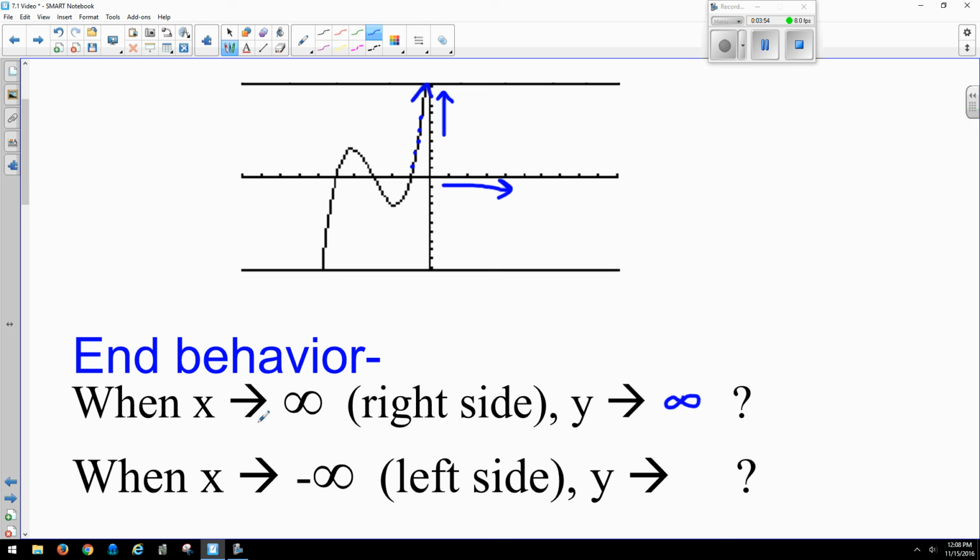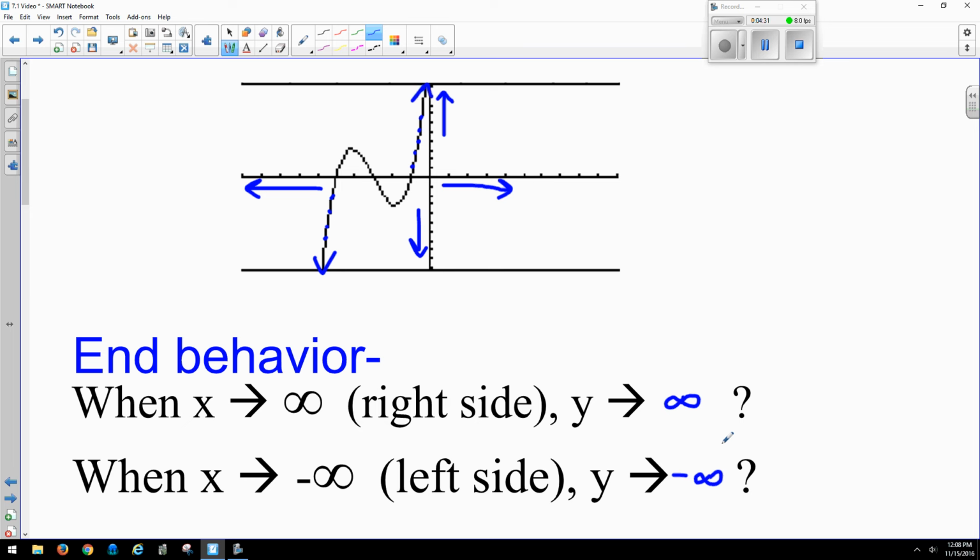Then when x is approaching negative infinity, when now we're going to the left and your x values are getting really, really small, we're going to look at what this graph is doing. We're going to follow this graph along as it goes to the left, and we can see that it's going to keep going down. So the y values of those ordered pairs would be getting really, really small. Or another way of saying that is the y values are approaching negative infinity.